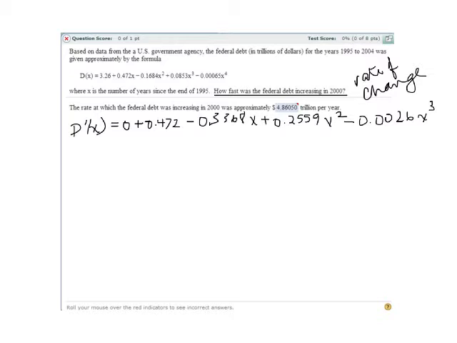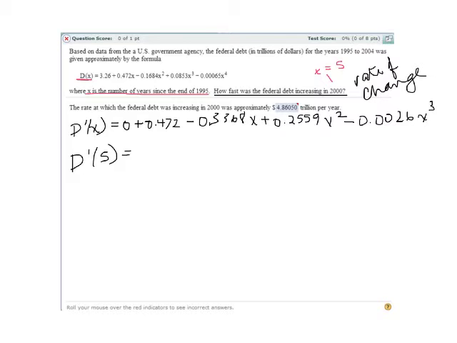And we're looking for how fast the federal debt was increasing in 2000. But let's look back at our model here. It says d of x, where x is the number of years since the end of 1995. So in 2000, how many years after 1995 was that? That tells me that x is equal to 5. So the last step here is I will need to find d prime at 5. That will get me the rate of change of the debt in year 5.